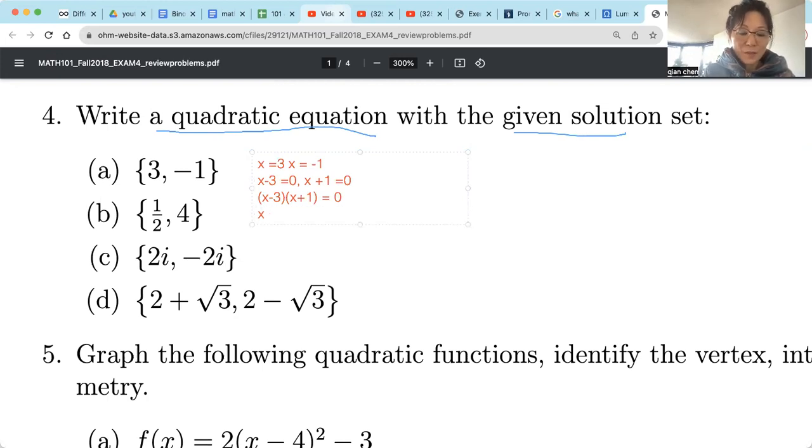We can expand these two binomials. So we have x squared, minus 3 plus 1 is minus 2x, minus 3 times 1 is minus 3, equals 0. So this is the equation for A. As you can see, we're just doing it backwards.